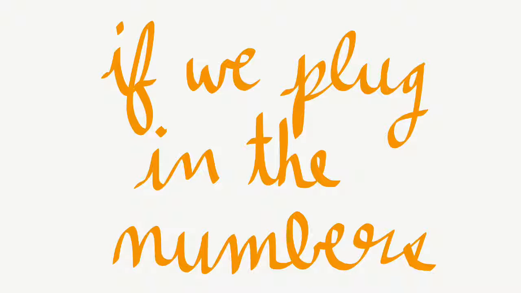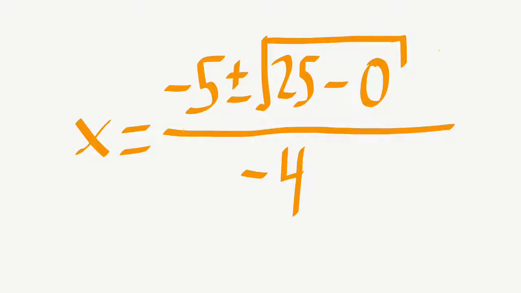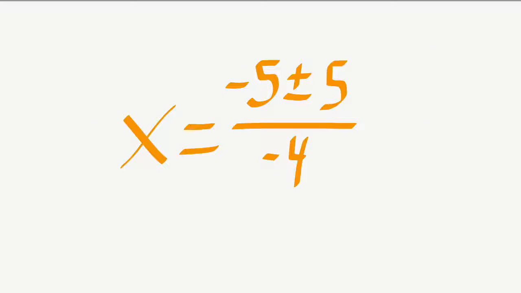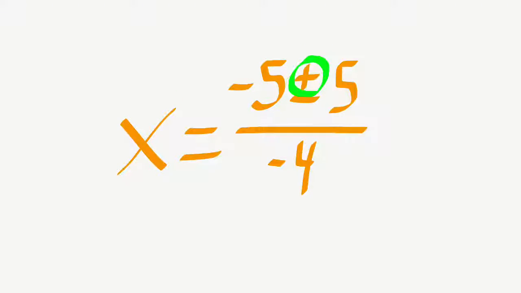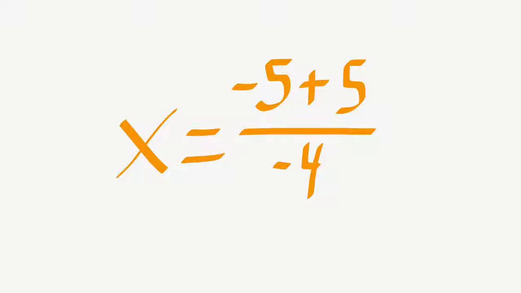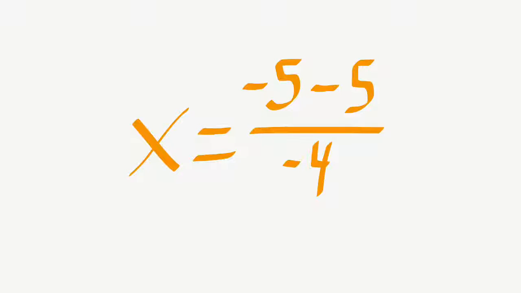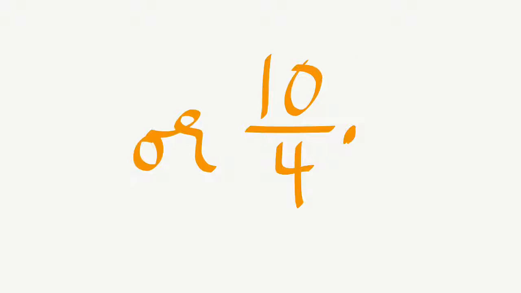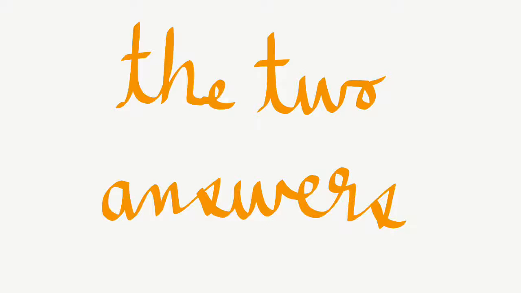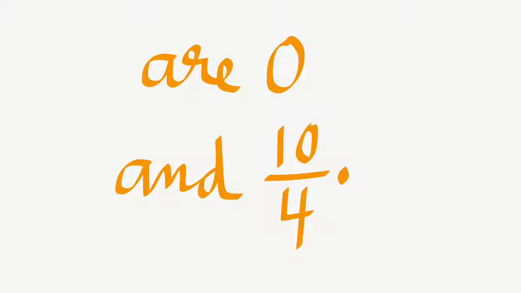So, if we plug in the numbers for our equation, we get x equals -5 plus or minus the square root of 25 minus 0, all of that divided by -4. That's x equals -5 plus or minus 5, all of that divided by -4. If we choose plus, we get -5 plus 5, all of that divided by -4, or 0. If we choose minus, we get x equals -5 minus 5, all of that divided by -4, or 10/4. So, the two answers for this equation are 0 and 10/4.